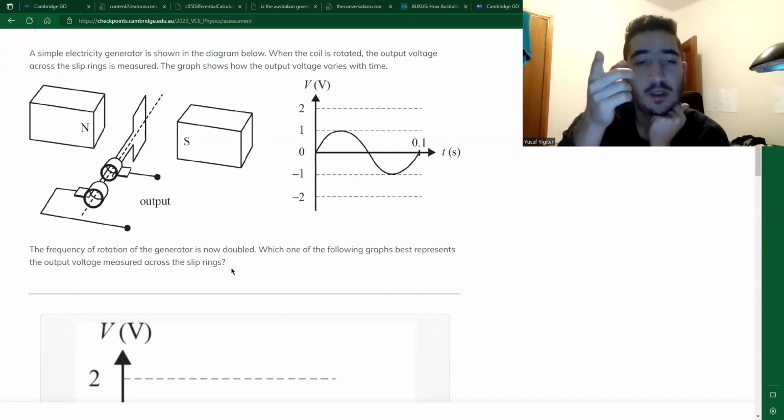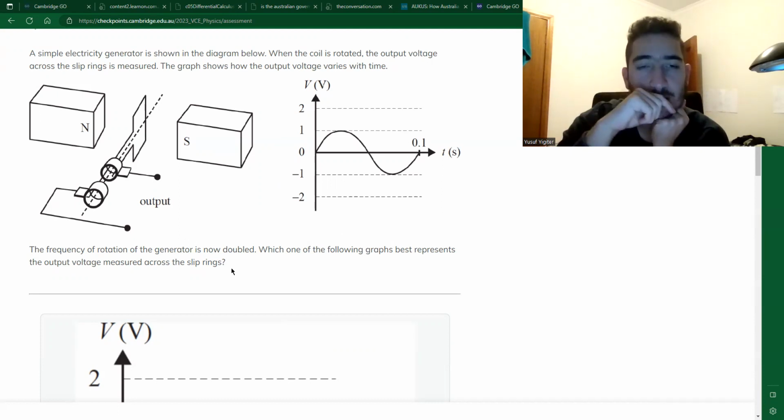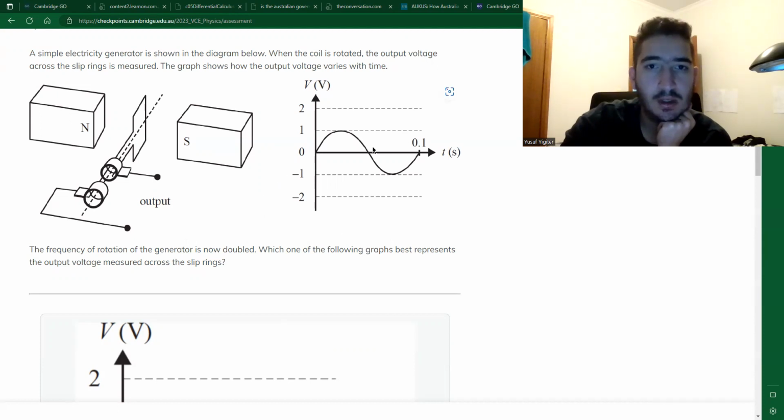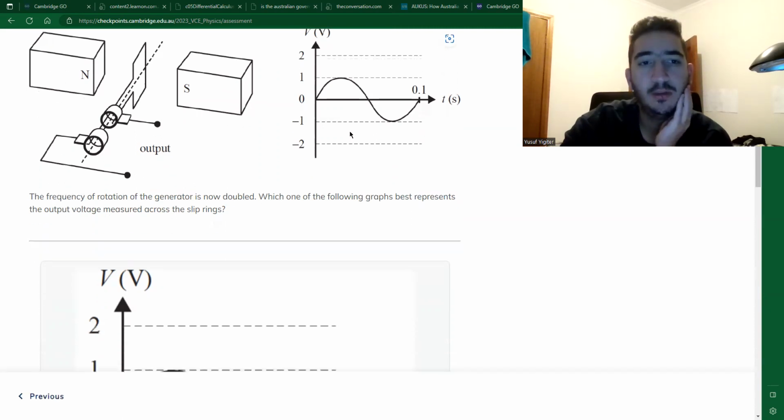So when it's going twice as fast, the time for it to complete a full cycle will decrease because it's going really fast. It will decrease, so the domain will be slightly lower, and it will be a higher amplitude.